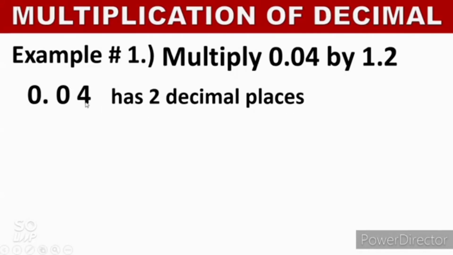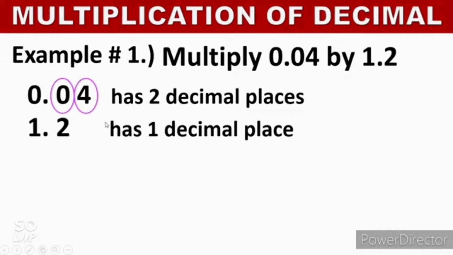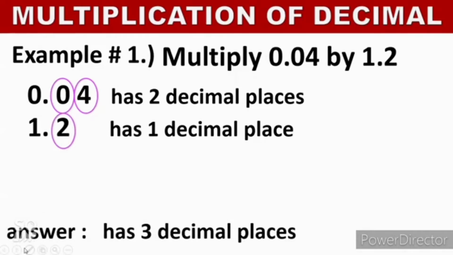0.04 has two decimal places. We have 0 and 4. While 1.2 has one decimal place. It is only 1. And then the expected answer must have 3 decimal places.